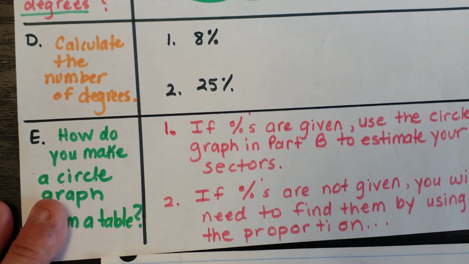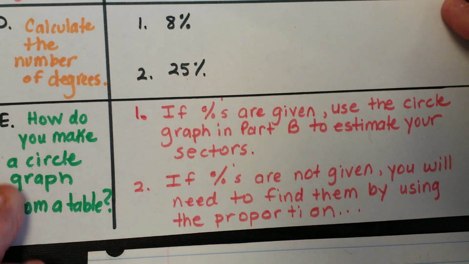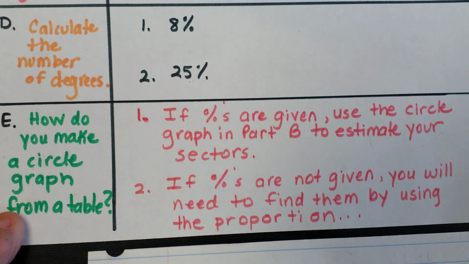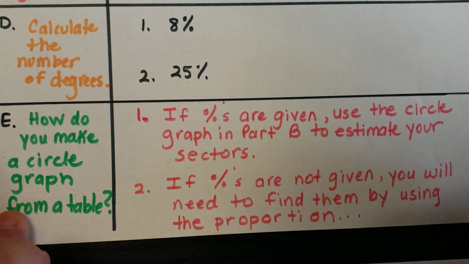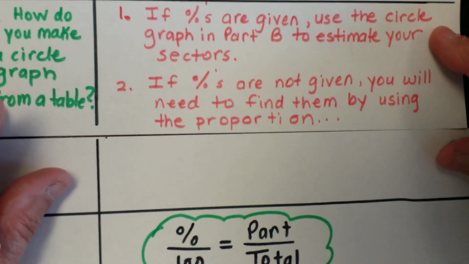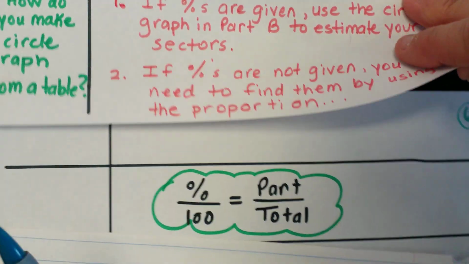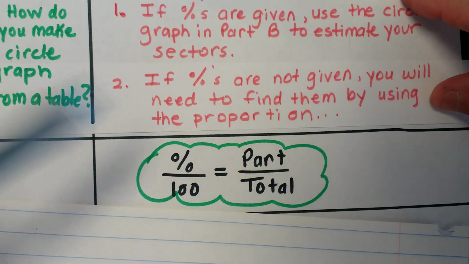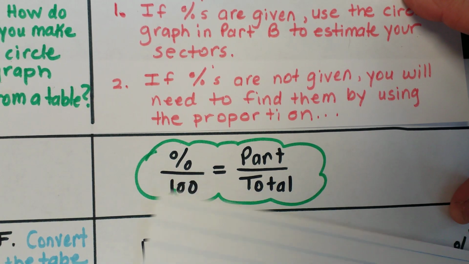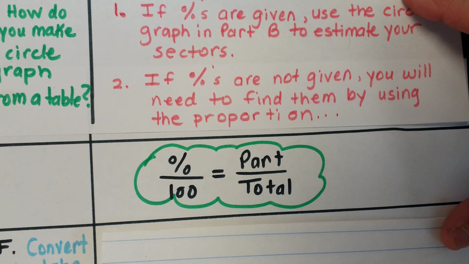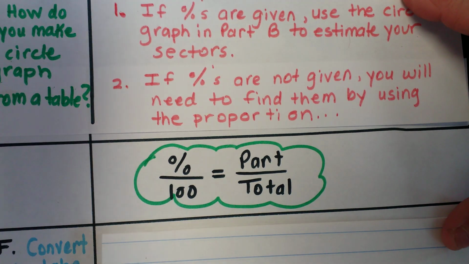Now, what if the percents are not given? Step 2. If the percents are not given, you will need to find them by using the proportion. If I don't give you the percentages, and you're going to have to find the percentages on your own, you're going to use the proportion. Percent over 100 equals part over total. All right, so when we get ready to do part F and G, this formula is going to come in handy.